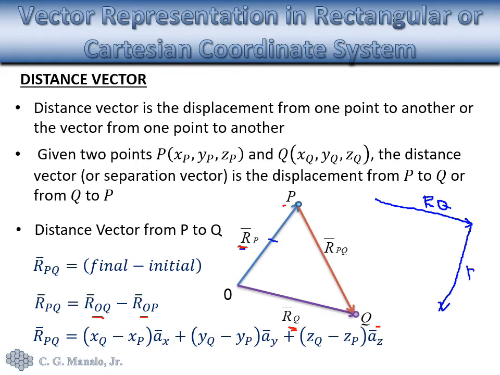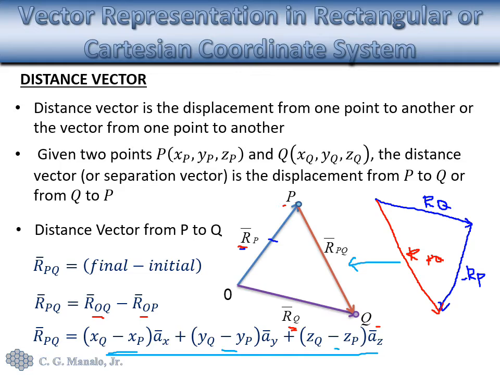So this is RP negative, and we get the sum of these vectors. So we'll get this vector. So this is RPQ. And you'll notice that this vector is really the same as this vector. And to express the answer in terms of its component vectors, we do this. So the x component is simply the difference of the coordinates. The y component is also the difference of the coordinates, and the z component as well is the difference of the z coordinates of the two position vectors.